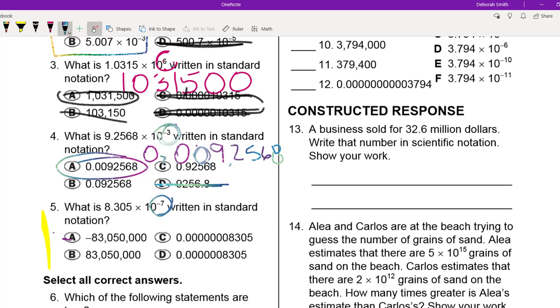Negative exponent, so it's a small number, not A, not B. So I'm looking between C and D. 7 is the number of times that I move the decimal. So the 3 and 0 and 5 are not part of that count. But the 8 is 1, 2, 3, 4, 5, 6, 7. Decimal, a 0 for the ones place value. And the one that matches this is D. So you count all those zeros, there's 6 zeros there, that matches D.